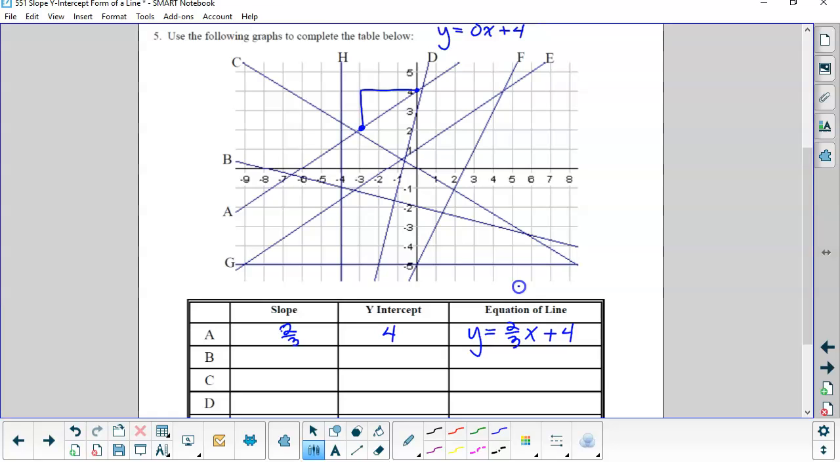Okay, B is here. Y-intercept is negative 2. Choose another nice point. Looks like there's one there. So down 1 to the right 4. Okay, we always want to show the slope with the negative out front or up top, never in the denominator.